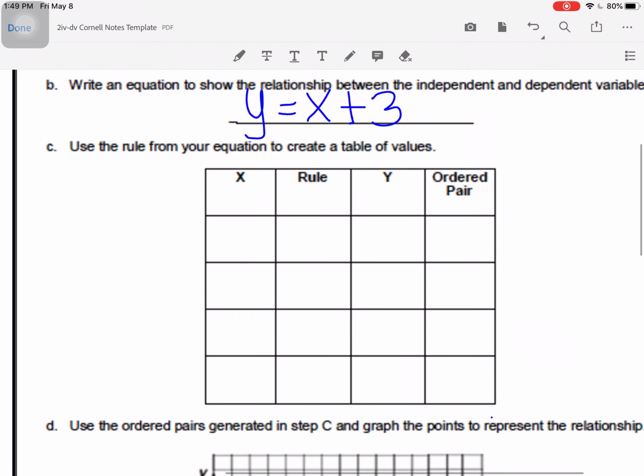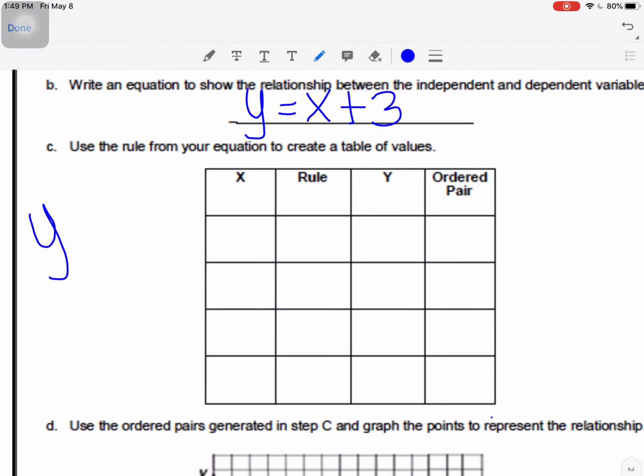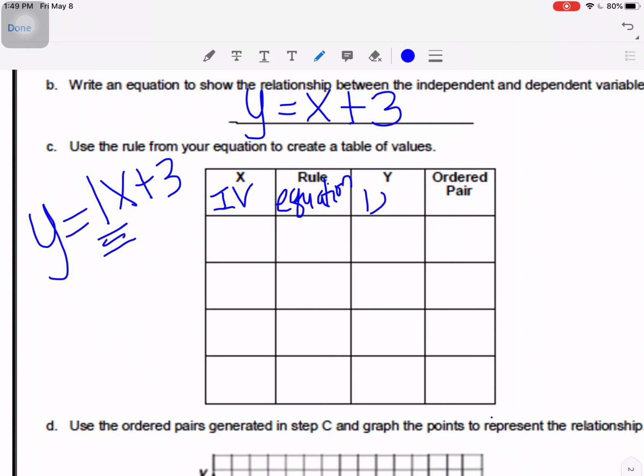So let's say we just wanted to ride one ride. Remember, it's y equals 1x plus 3. Remember that 1 is in front of it because each ride is $1. So x is our independent variable. The rule is the equation that we're going to use. So rule, equation, same thing. Y is our dependent variable. And we know we graph our ordered pair using x, y.